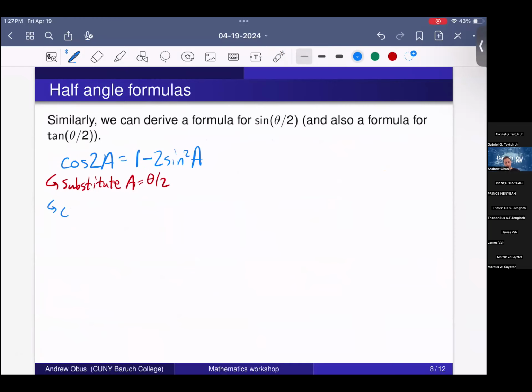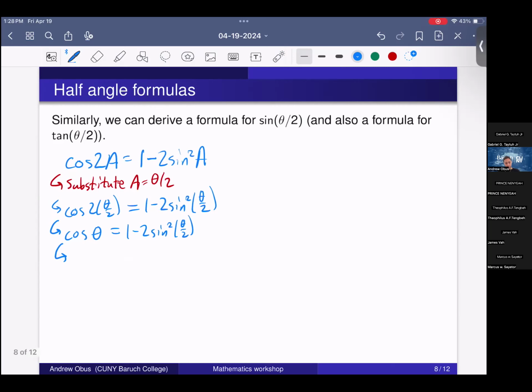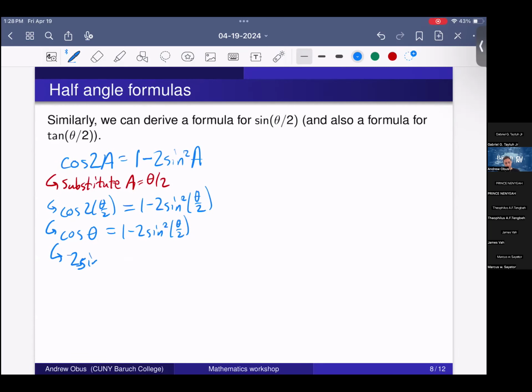And that's going to give us cosine of 2 times theta over 2 is equal to 1 minus 2 sine squared theta over 2. That's the same thing as cosine of theta equals 1 minus 2 sine squared theta over 2, which is the same thing as 2 sine squared theta over 2 plus cosine theta equals 1. Just move the 2 sine squared theta over 2 to the other side.